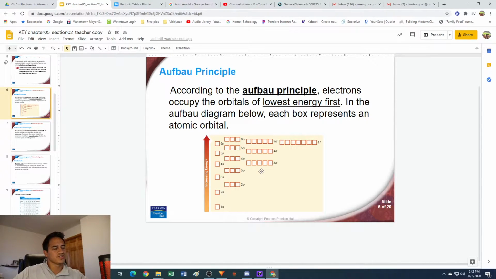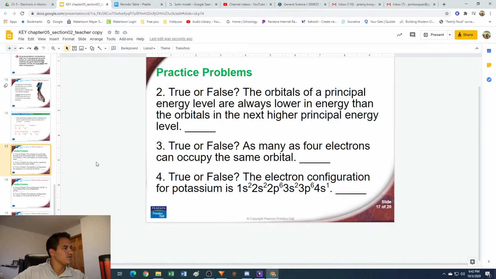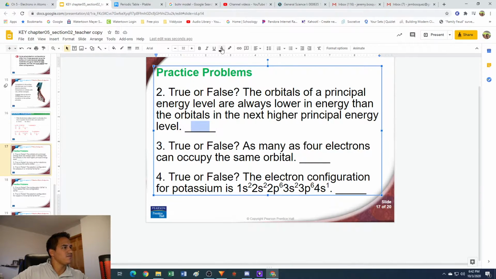Because remember, energy levels don't actually pertain to amount of energy, they pertain to a radius. So energy level 1 is close to the nucleus, energy level 2 is just a radius that's further away, energy level 3 is further, and then energy level 4, and so on and so on. They don't actually pertain to energy. I know it's confusing. It is what it is. So number 2, this is false.